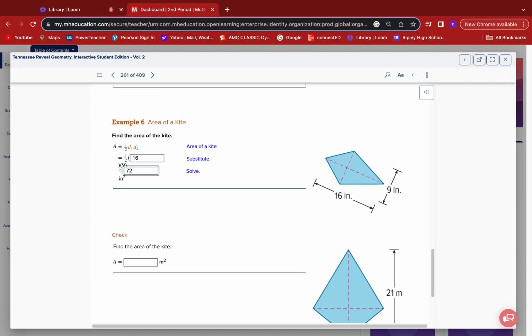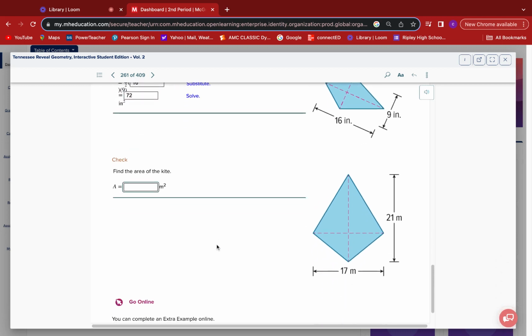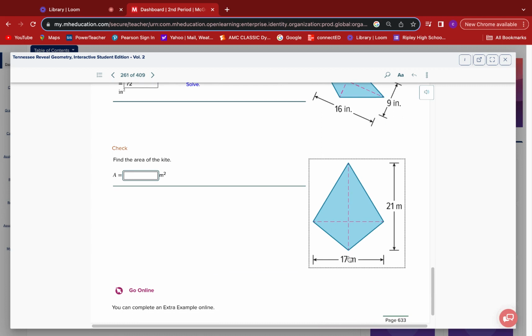Hope everybody's doing okay so far. If you're not, ask me. Ask your teacher. All right, the area of this kite. Okay, looks like they give us what we need. We have diagonal 21 and we have diagonal 17. So everybody grab your calculator, put in 1/2 times 21 times 17. You're going to get a decimal. If you're a brand new teacher, you're going to have students that are going to think this answer is wrong.